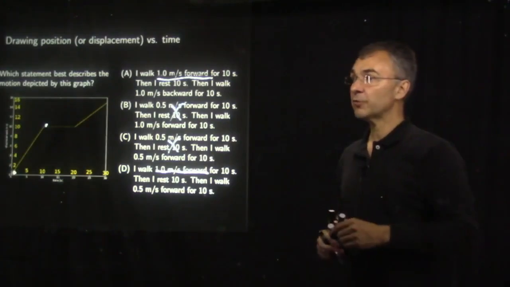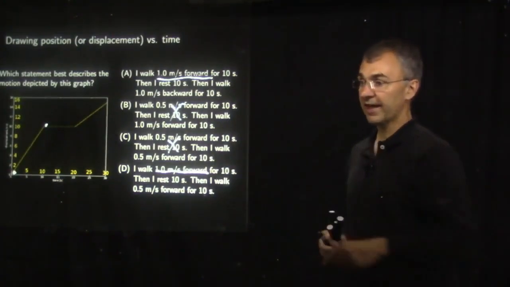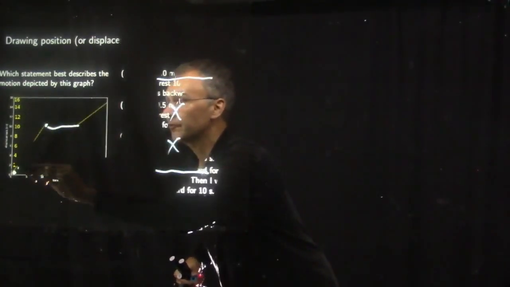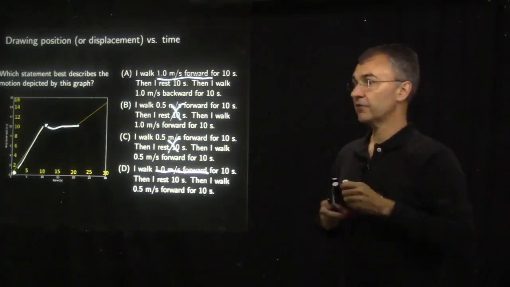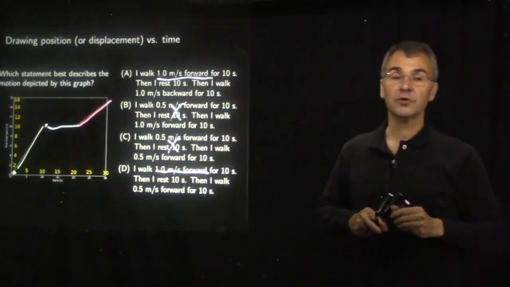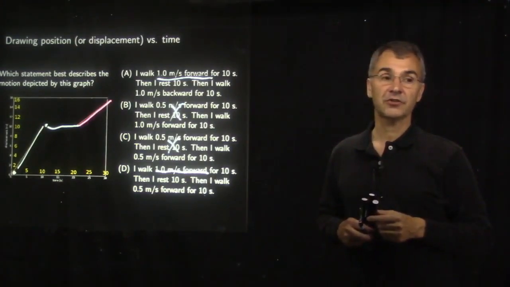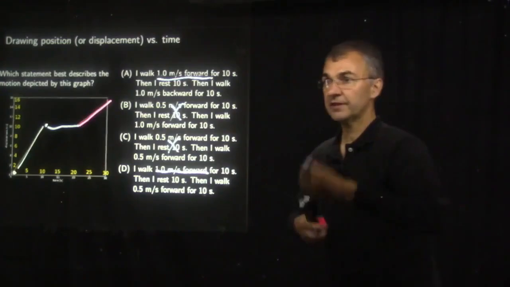Then I walk 1 meter per second backward for 10 seconds versus then I walk a half meter per second forward for 10 seconds. So this is resting for 10 seconds. This is going forward. So what's happening here? In this little segment, am I going forward or backward? Well, I think I'm still going forward because x is increasing as time increases. So I don't think I'm going backward. So I think that this one can be ruled out.